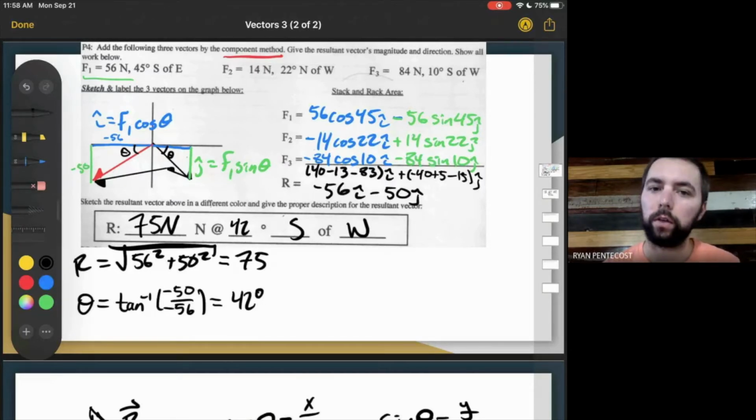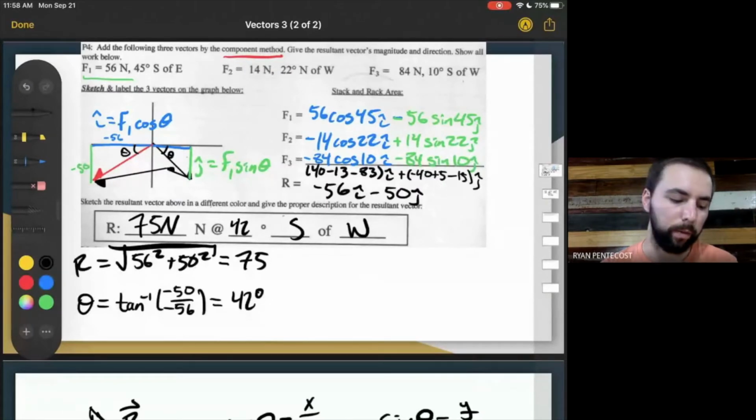So that's how you can do the component method if you have three vectors that you need to combine, and they are all in polar coordinates. You have to convert that to Cartesian in i and j hats using unit vectors, and then solve from there using the Pythagorean theorem and the tangent inverse rule to get the angle.